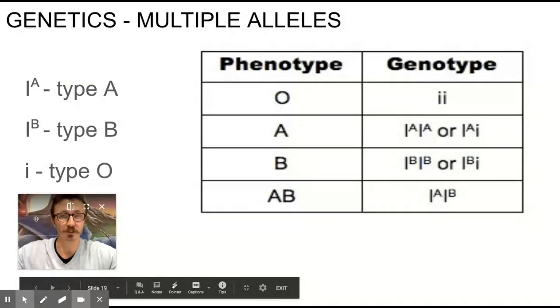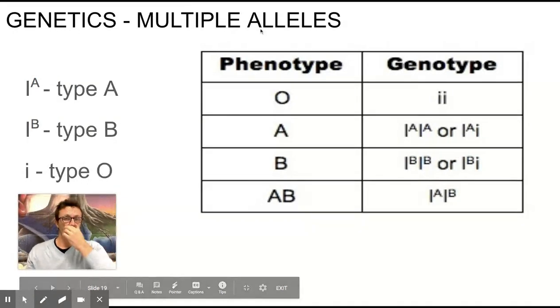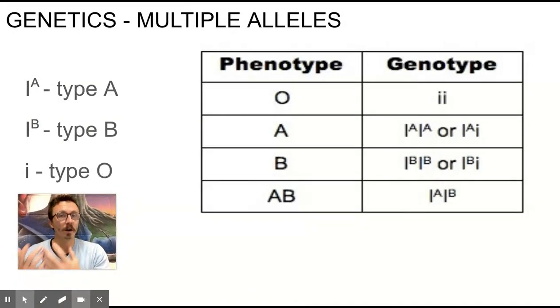Multiple alleles, this is my favorite, and the name implies that we actually have more alleles for the gene. When we talk about alleles, remember alleles are just variations of a particular gene. So with multiple alleles, we've got multiple variations for a single gene. One of the most common examples that we study in biology would be blood type. So there are four main blood types.